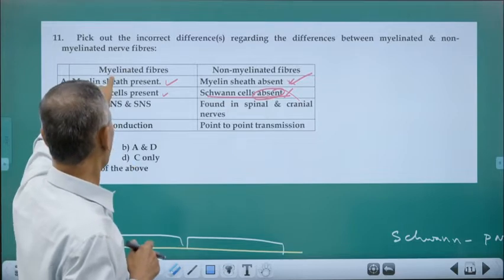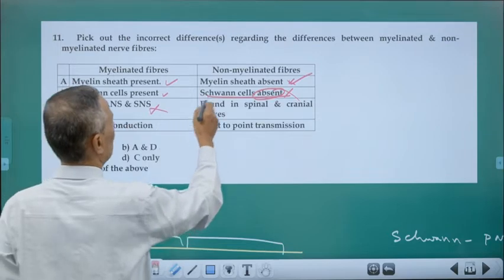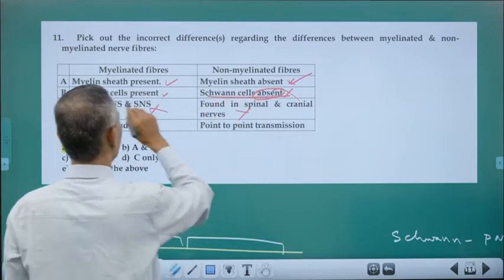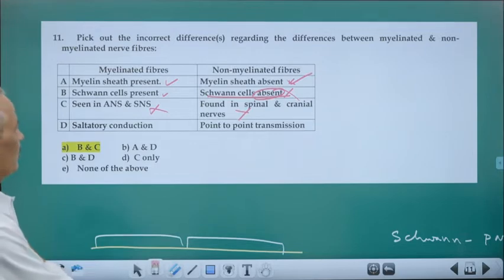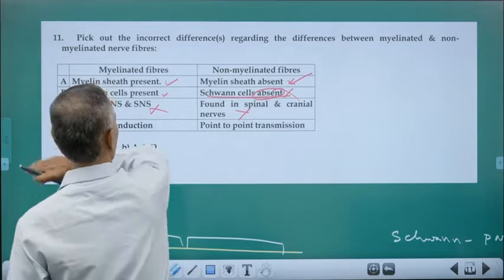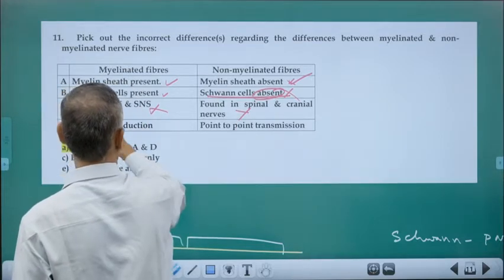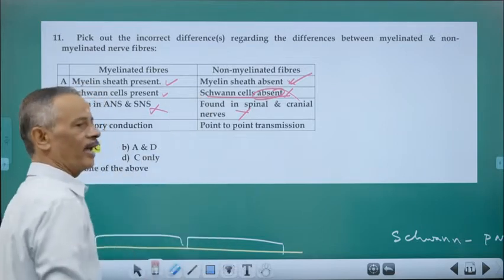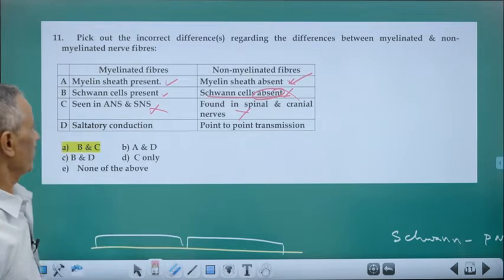Seen in myelinated is usually seen in the central nervous system. Non-myelinated are seen in the autonomic nervous system and sympathetic system. They are not present in, see, it is just the wrong way around. Myelinated is present in the central nervous system, spinal cord, cranial nerves. In the autonomic and somatic nervous system, we have non-myelinated.